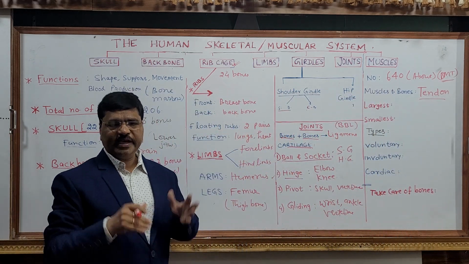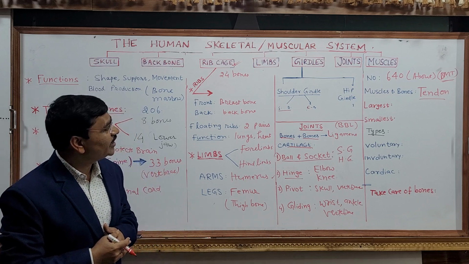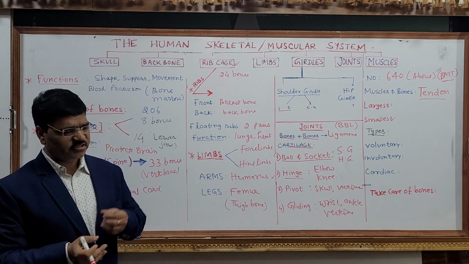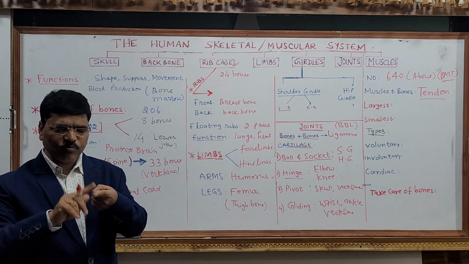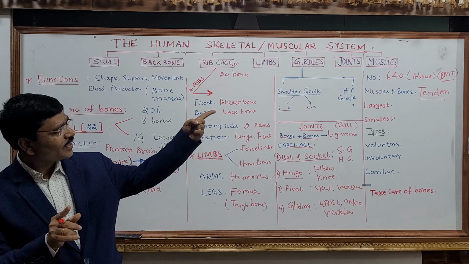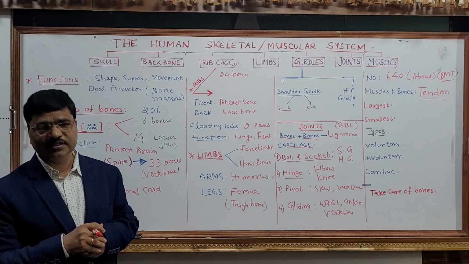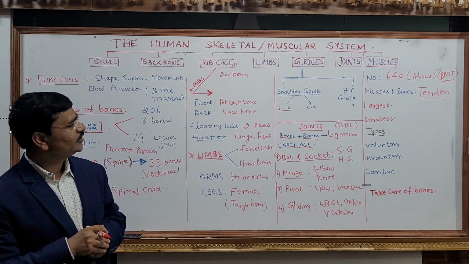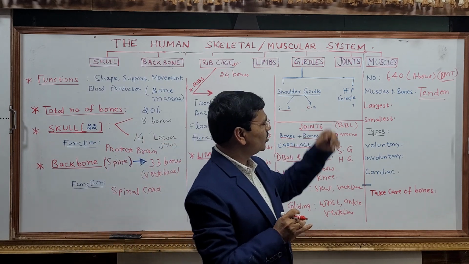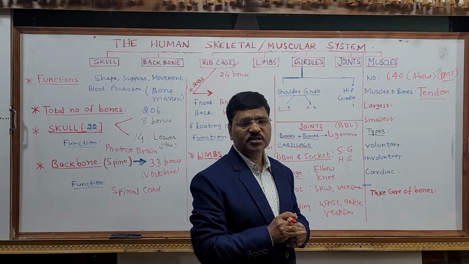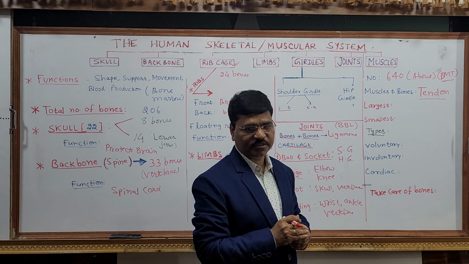Sometimes we get confused about the ligament and the tendon. So I just told you a keyword. BBL means bone, ligament. And another one is bone, muscle and tendon. Okay. So in our body, as I told you, altogether about 640 muscles are there.